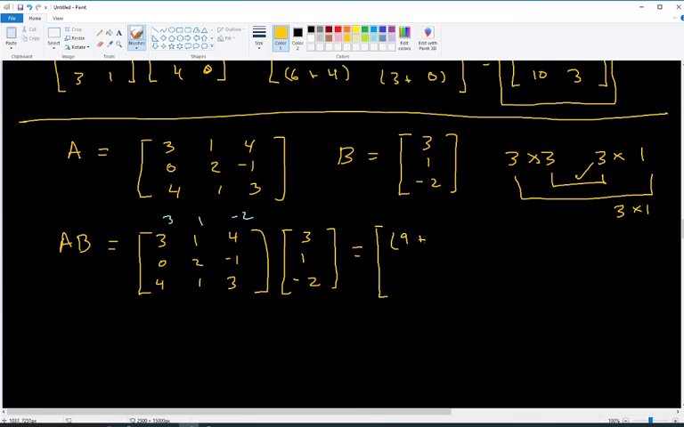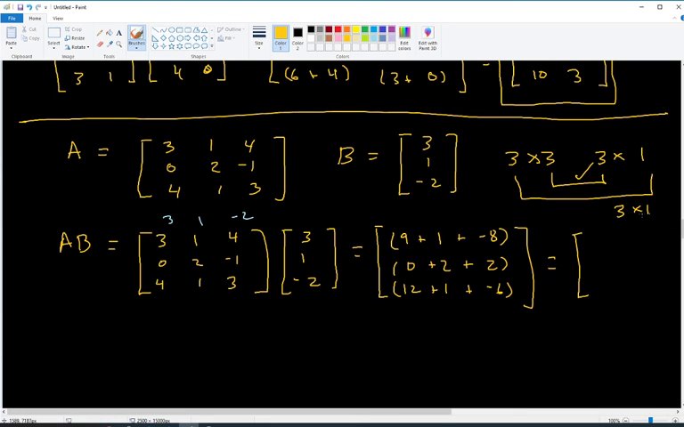So 3 times 3 is 9, plus 1 times 1 is a 1, plus negative 2 times 4 is negative 8. Middle entries, 3 times nothing is 0, 1 times 2 is plus 2, negative 2 times negative 1 is plus 2, then 3 times 4 is 12, 1 times 1 is 1, negative 2 times 3 is negative 6. Add all this stuff up.